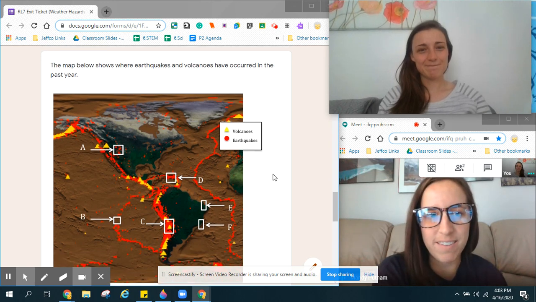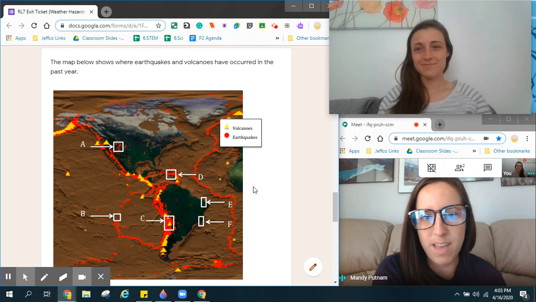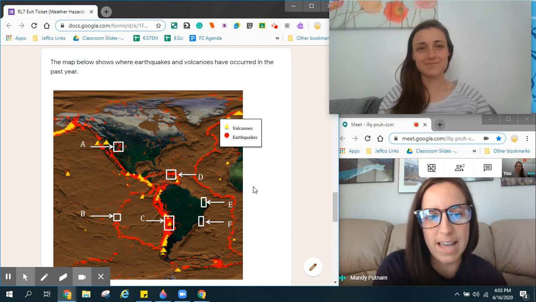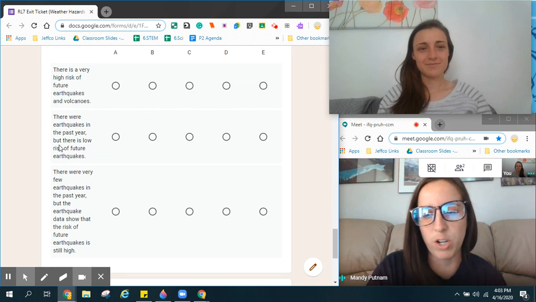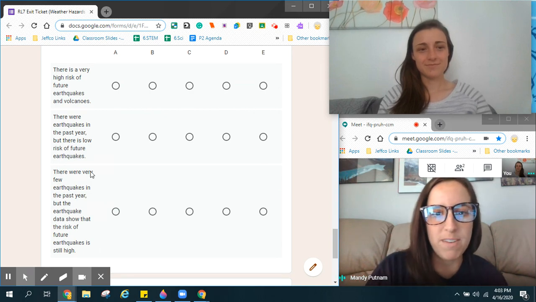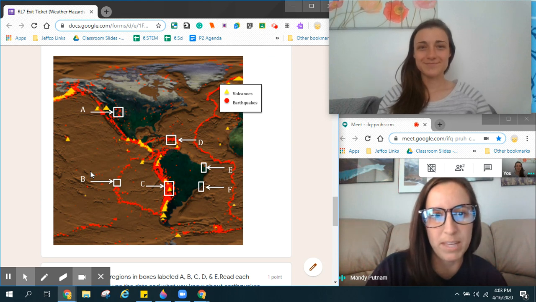Let's talk about our last exit ticket. You might have noticed that our points dropped from 7 to 5. We got rid of the last two questions because we felt like those were the ones that students struggled with the most. So we dropped it down to 5 out of 5, but it is important for you to understand what those last two questions mean and how to analyze data. So we're going to take a look at those.